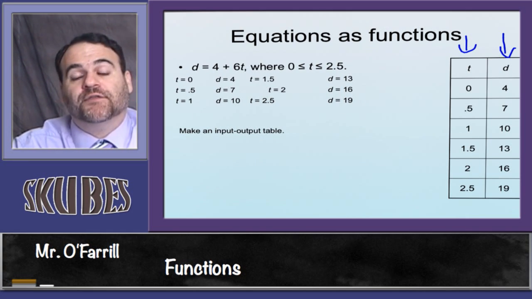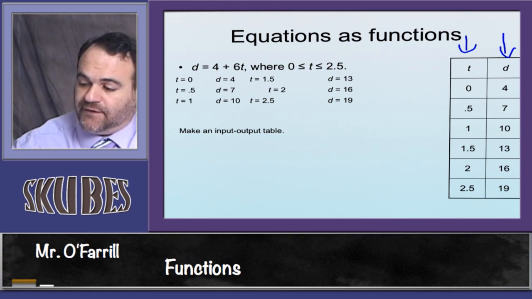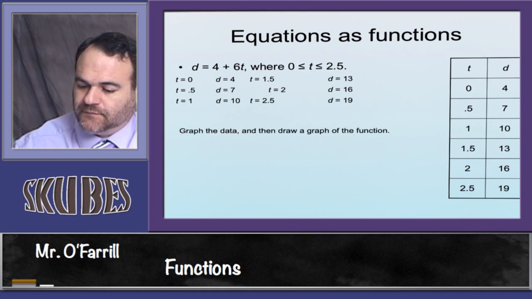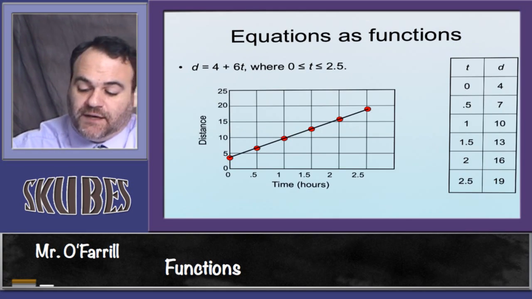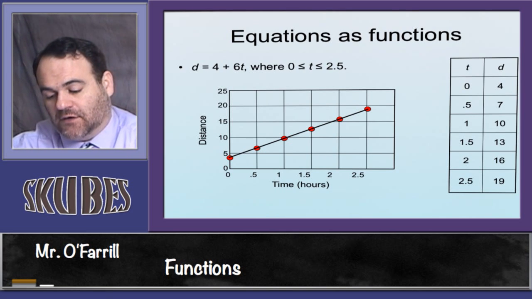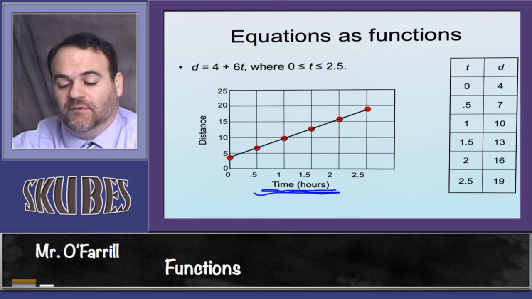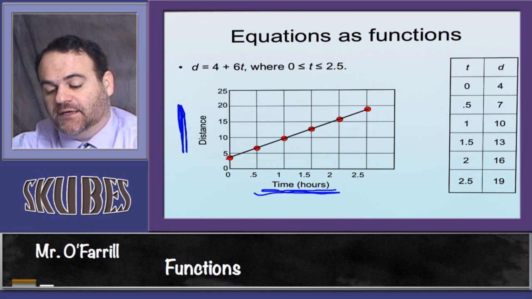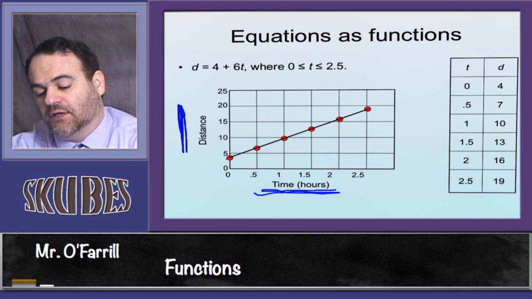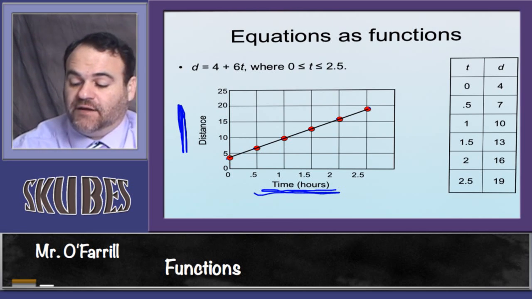Well, now that we have a table, there's other things that we can do with it. Some of our later videos are going to talk about graphing. And basically all you need to do if you're going to graph something is go ahead and plot the points. So here is our input axis, which is in this case time. And here's our output axis. And I went ahead and plotted each of those points. And I just drew a line connecting them. And there you go. It is a function.